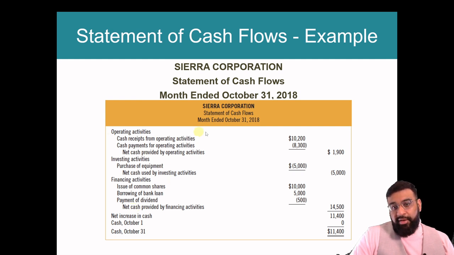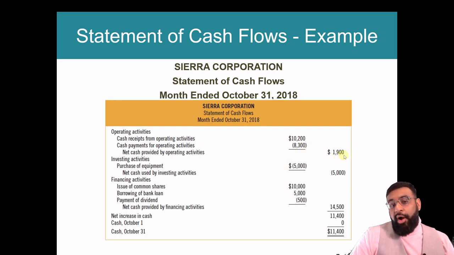So we're going to do operating activities first. They're saying cash receipts from operating activities. Cash receipts is cash inflow, cash coming into the business, positive 10,200. Then we have cash payments for operating activities, which is cash outflow, cash leaving the business, which is negative 8,300. So once again, we are doing a calculation: 10,200 minus 8,300, the bracket. In accounting, we could have the negative sign or we could have brackets. It means the same thing. It means negative. So we're doing 10,200 plus negative 8,300, underline, gives us 1,900.